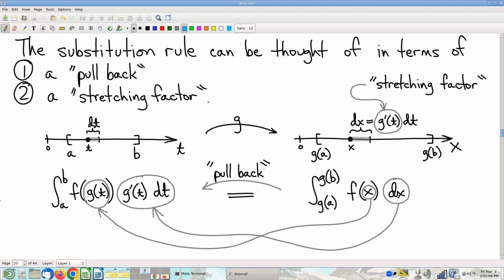And now next thing, I want to talk about the stretching factor. This business about pulling back, again, is mostly just a matter of plugging stuff in, nothing deep. For example, if x is g of t, then we just literally toss that in there. Just literally plug in everywhere you see an x, just put g of t, no problem. But there is the annoying little matter of what to do with dx. What is dx on this picture?